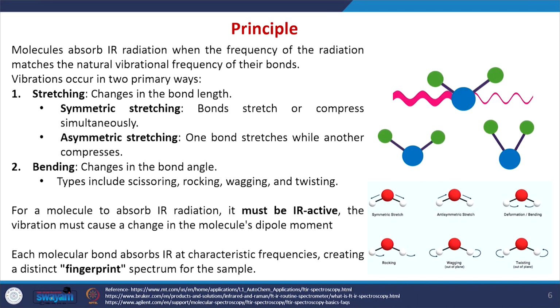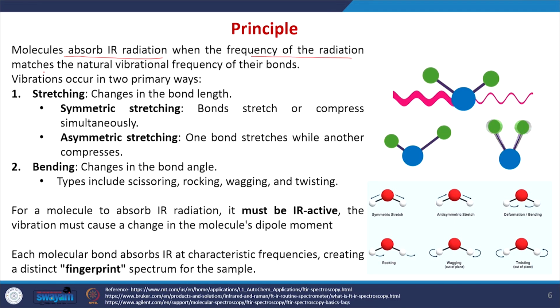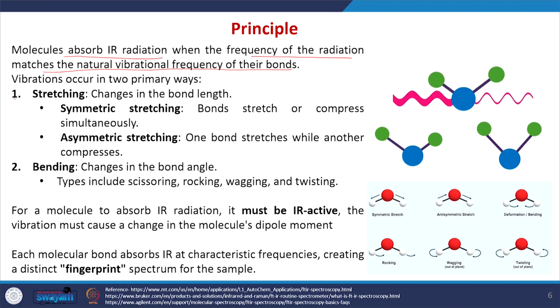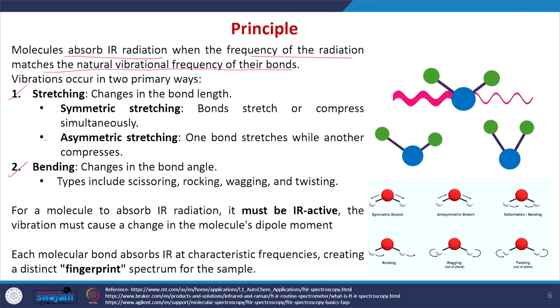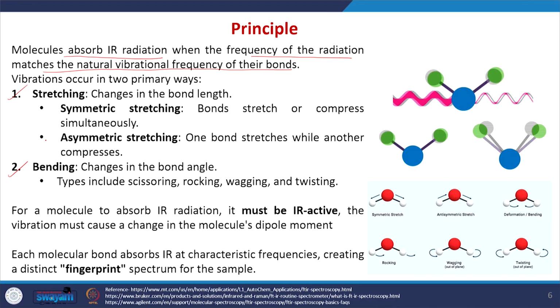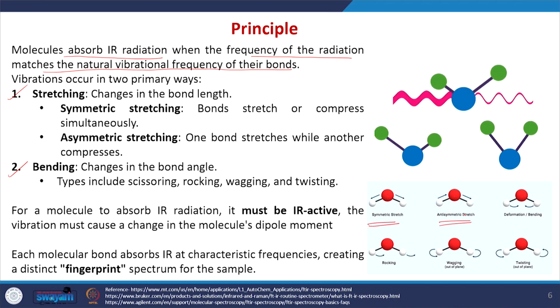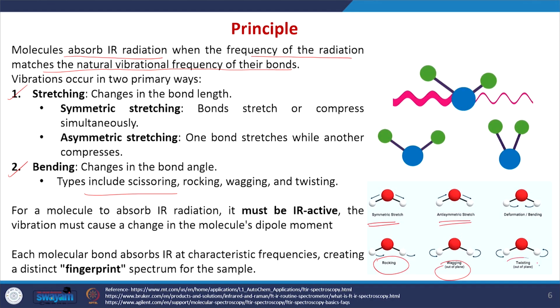Let us see the principle. Here the molecules absorb IR radiation when the frequency of the radiation matches the natural vibration frequency of their bonds. The vibration occurs in two primary ways: one is stretching, the other one is bending. Stretching means changes in the bond length, and the stretching can be divided into two types. One is symmetric stretching, that means bonds stretch or compress simultaneously. The other one is asymmetric stretching, one bond stretches while another compresses. Under the bending, there are several types including scissoring, rocking, wagging and twisting. So, the bending means it is a change in the bond angle.